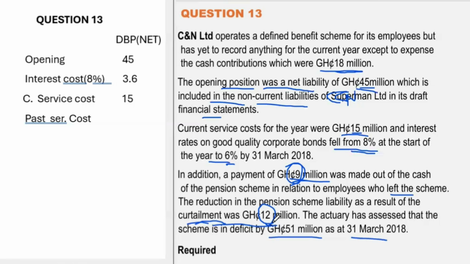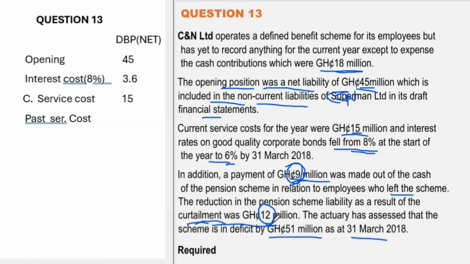Our assets, the money in our fund, is reduced by only 9 million, but the liability is reduced by 12 million. And we say when liability reduces, it's a gain. So the liability has reduced more than the asset that we paid to them. So here there's a gain on curtailment. We said this is curtailment with settlement, and this is a gain on curtailment.